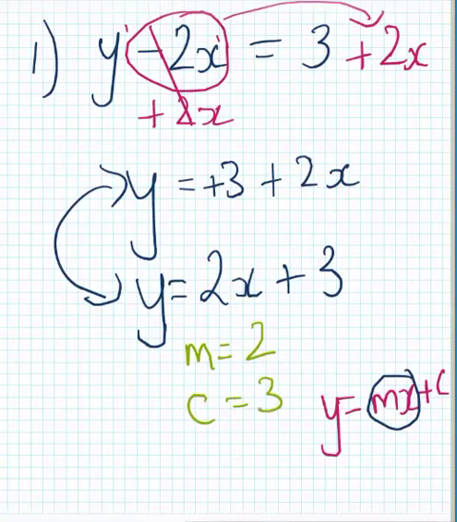And once again, we could do a quick sketch of this now. Got y and x. The y-intercept is positive 3. It's a positive gradient, so going up the hill, and there we go.